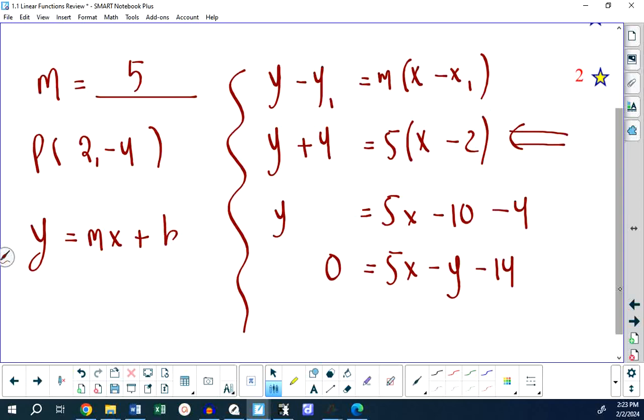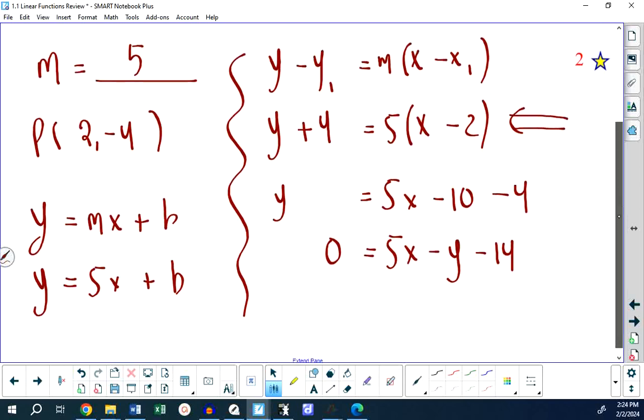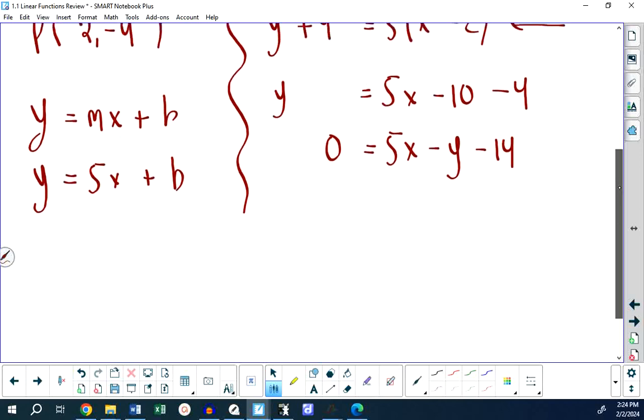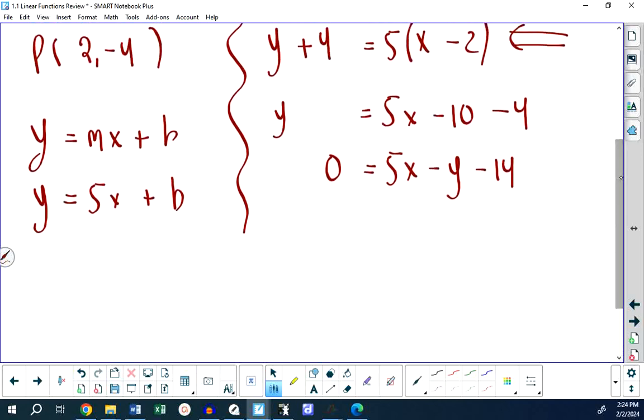And you would say, I know the slope is 5, so the equation is y equals 5x plus b. And I have what I like to refer to in high school math as a missing parameter. And in order for you to find a missing parameter, you load in an ordered pair. So we can load in for x 2, and for y we get negative 4, so you end up with b equals negative 14.